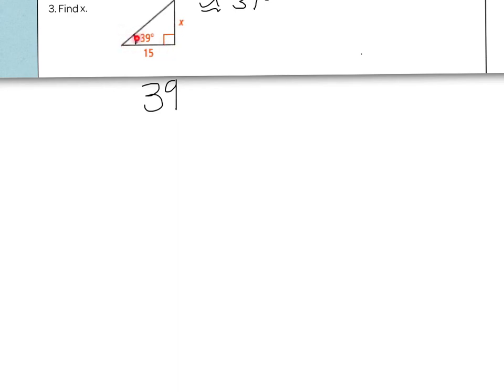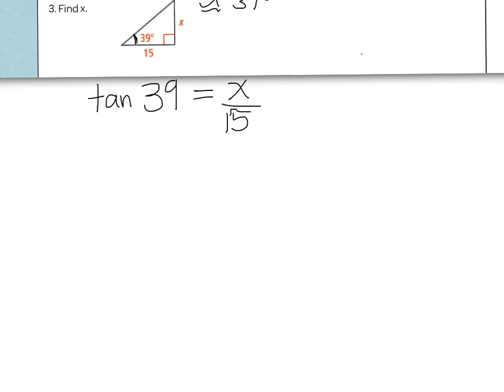So given this angle, which trig ratio would be more applicable? It appears that I have a side opposite this angle, and I have a side adjacent. I don't know the hypotenuse, so I really can't use any of the trig ratios that deal with hypotenuse, but I can use one that deals with the side opposite and the side adjacent. You guessed it, it's the tangent. So the tangent of 39 is equal to x over 15. Hey, it looks like an algebra problem, and it actually is.